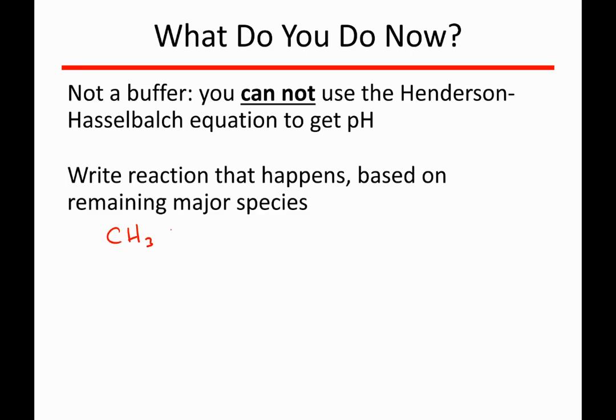CH3COO minus reacts with water, and because both are weak, this will be an equilibrium reaction. The acetate ion acts as a base, so it gains a proton to become CH3COOH. The water, therefore, has to act as an acid, so it's going to donate a proton and become the hydroxide ion.